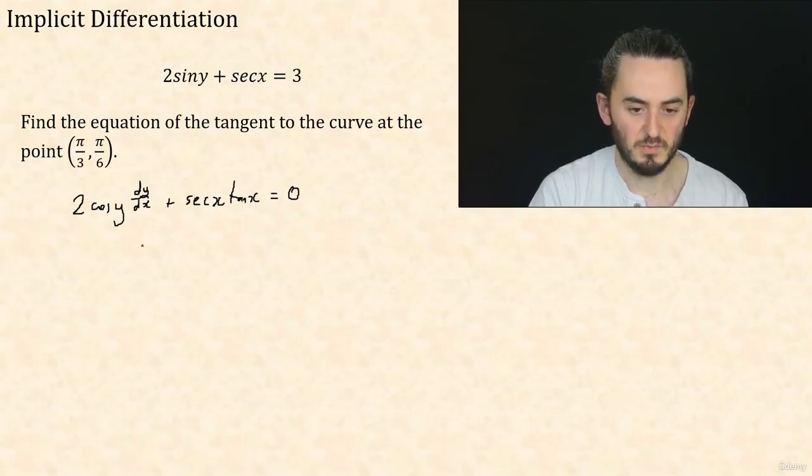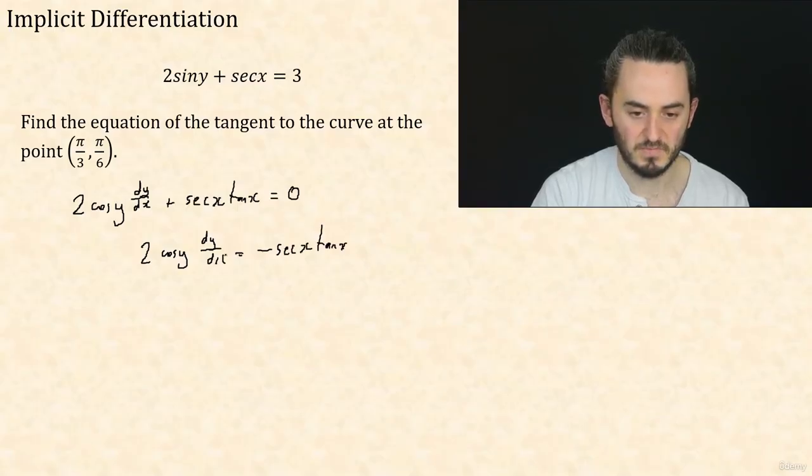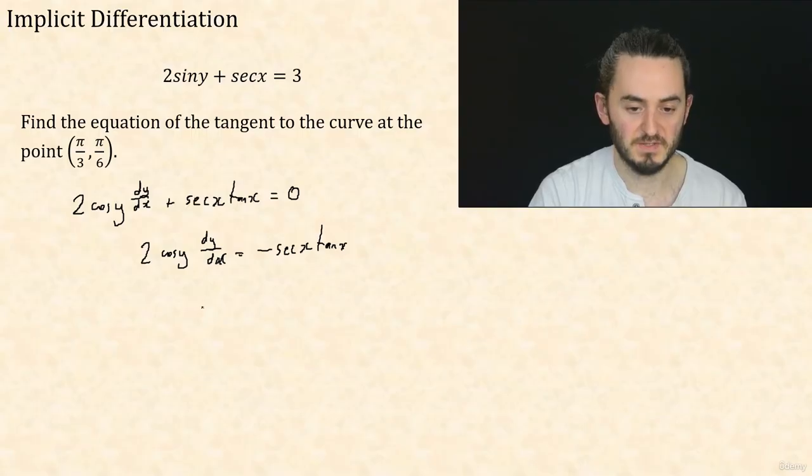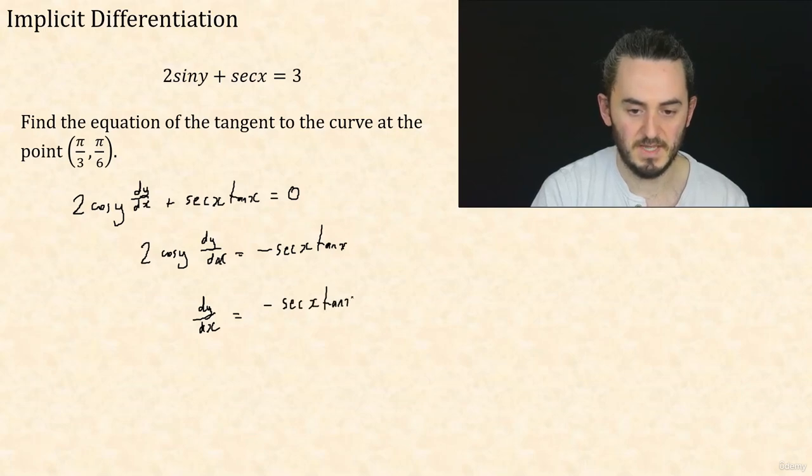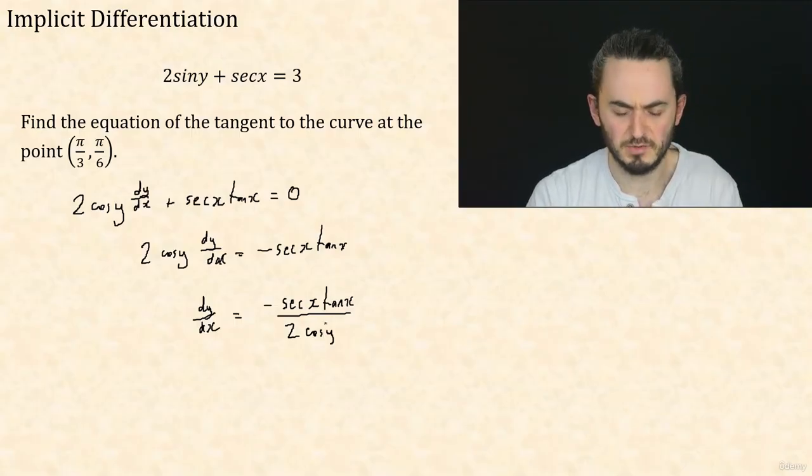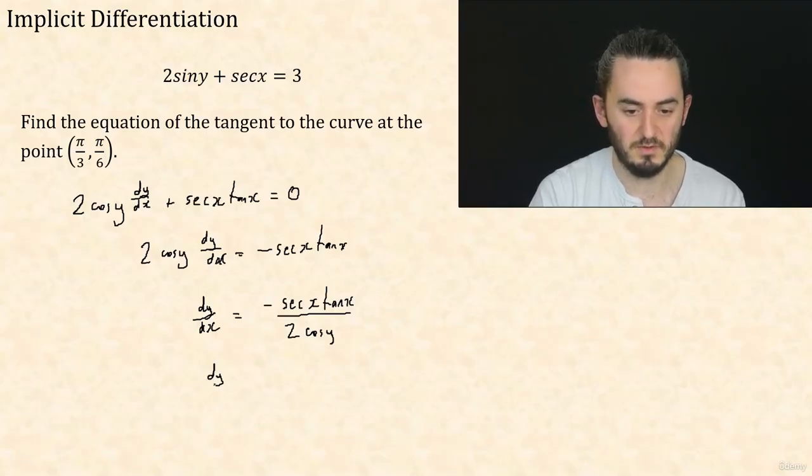So what's dy by dx? Well, 2 cos y dy by dx equals minus sec x tan x. And then that means that dy by dx, well, I'm just dividing through by all of this, so it's minus sec x tan x over 2 cos y. Now, don't worry about tidying this up too much. I'm sure we could if we wanted to, but we're just going to be subbing these numbers in. So all we care about is what the value of this is, not how pretty our expression looks.